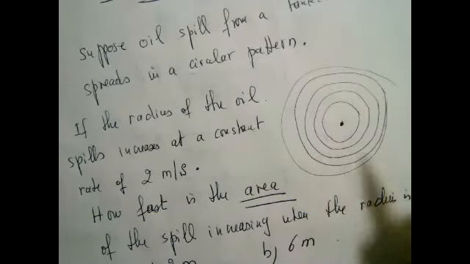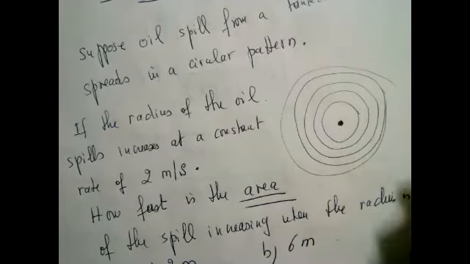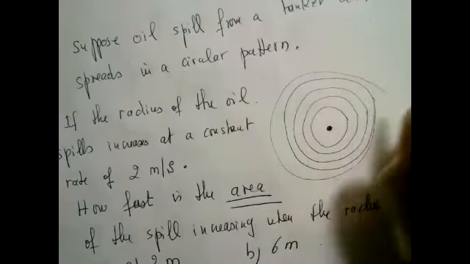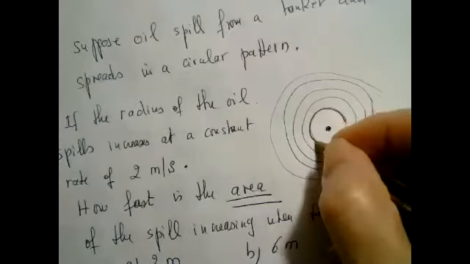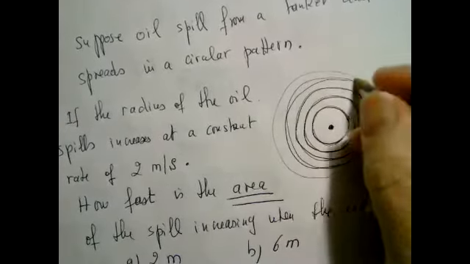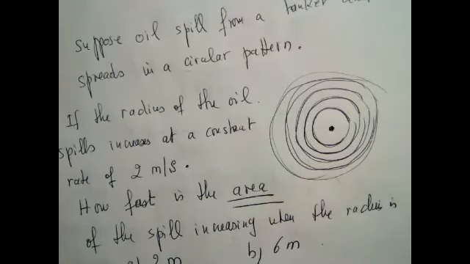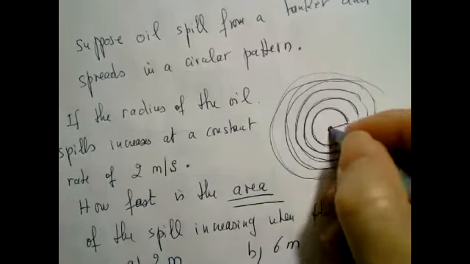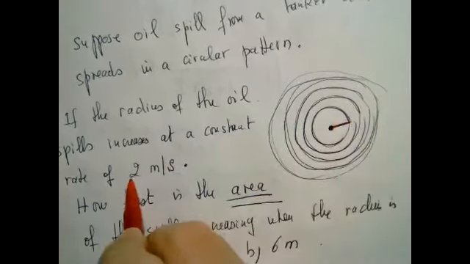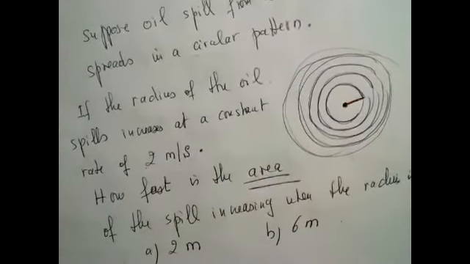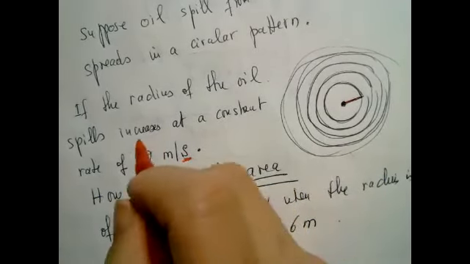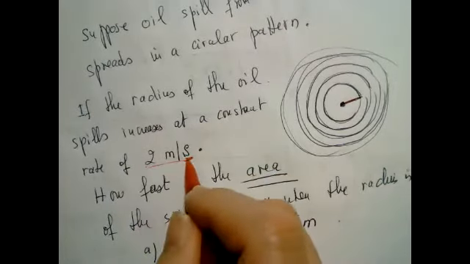So we have a tanker, it ruptured, a drop of oil fell, and it started spreading in a circle, spreading like this. So it spread and spread and spread in a circular pattern. Now, as it's spreading, the radius is increasing. And the radius is increasing at a constant rate of 2 meters per second. So it's increasing with time. The second here, that's the time.